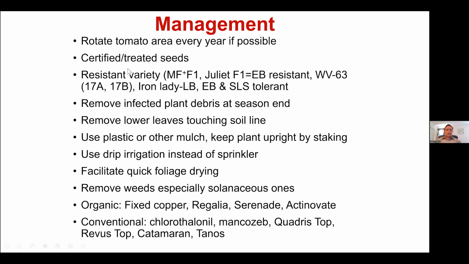Certified or treated seeds, some of the resistant varieties we released, some of the slightly resistant varieties. Like 7 Oisbergina 63 is very susceptible to septoria leaf spot, but it is resistant to our late blight disease. So we bred some new varieties like 17A and B, and also you can buy Iron Lady that has some resistance against these 3 foliar diseases.